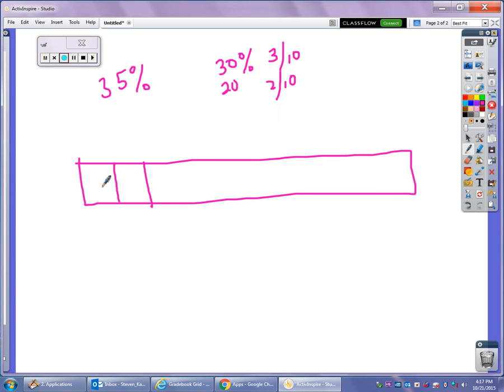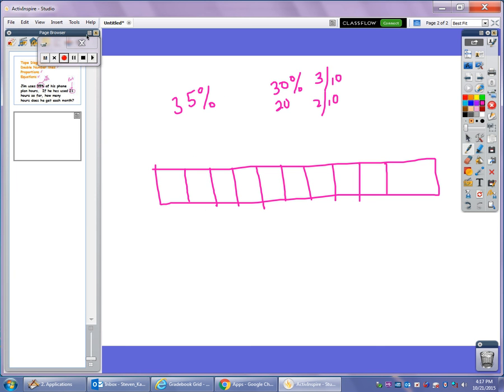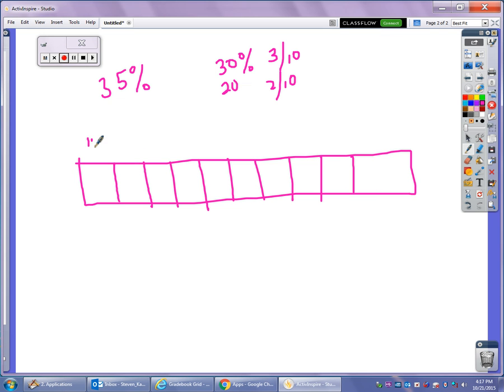So 20% would be 2 out of 10, and so on. I'm going to make 10 boxes: 1, 2, 3, 4, 5, 6, 7, 8, 9, and then 10. Here are my 10 boxes, and since 100% divided by 10, each one is going to be 10%. 10%, 10%, 10%. And 35% would be 3 of the boxes and half of the other one. But I'm not going to cut that box in half just yet.